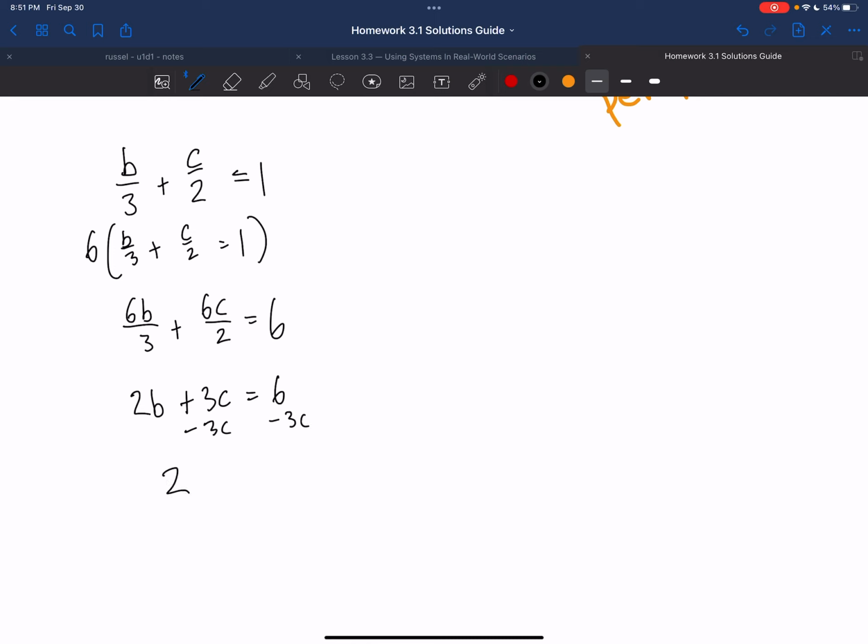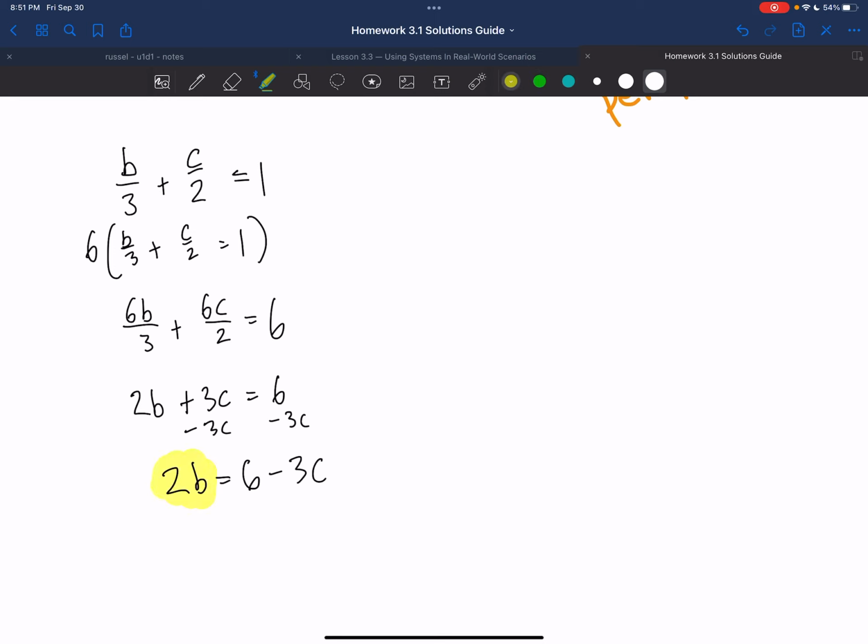And I've got 2b equals 6 minus 3c. Now, if you were going the traditional substitution route that, as I've kind of shown you, taught you, you would divide by 2 on both sides to get b alone, to isolate b. But here is what we noticed, and this is awesome. Don't divide by 2. Examine.